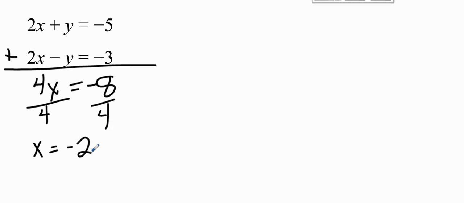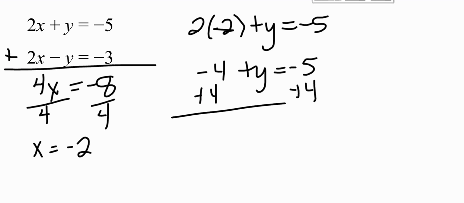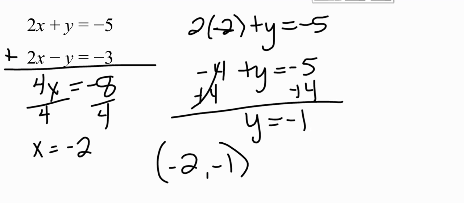Plug that back in. So I'm going to have 2 times negative 2 plus y equals negative 5. 2 times negative 2 is negative 4, plus y equals negative 5. Add 4 to both sides. Y equals negative 1. So I have negative 2, negative 1.